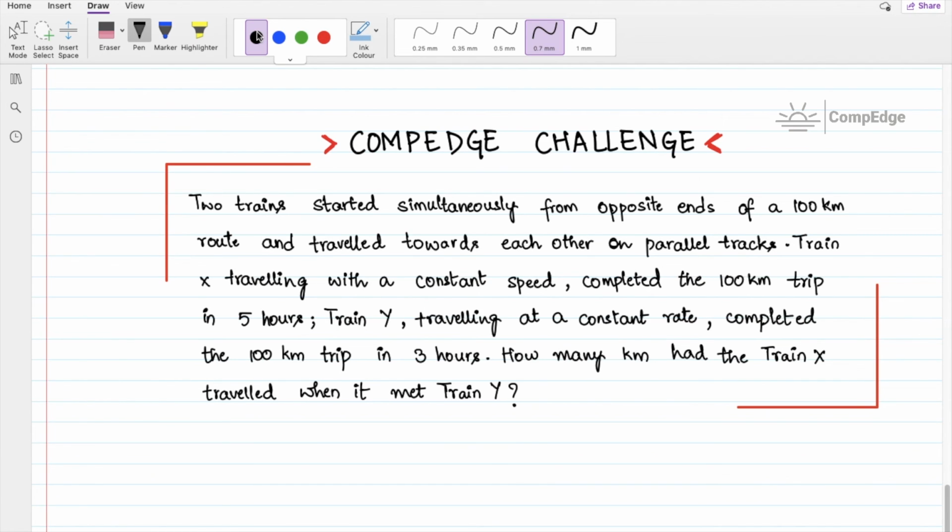So now in this video, we dealt with all about the trains concept and the application of time, speed and distance concepts to trains problems. In our next video, we will be discussing all about boats and the concepts related to it.